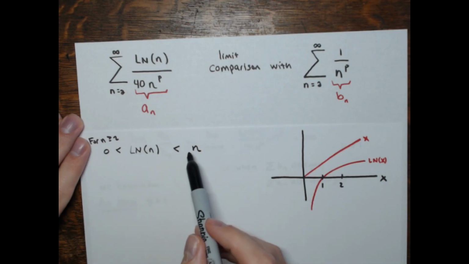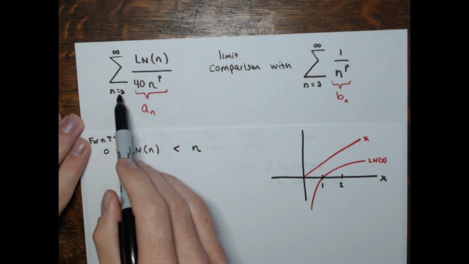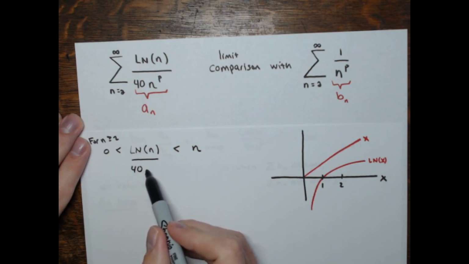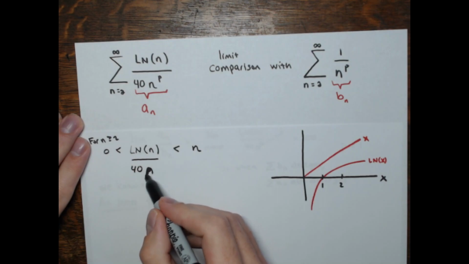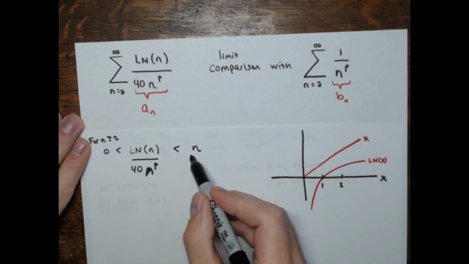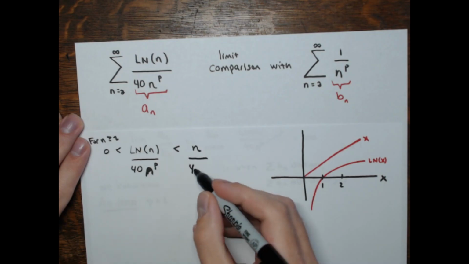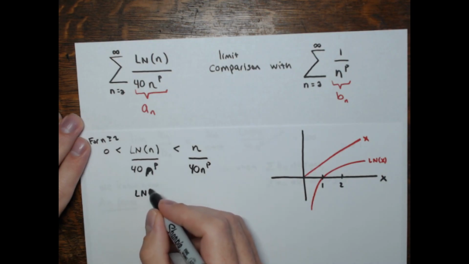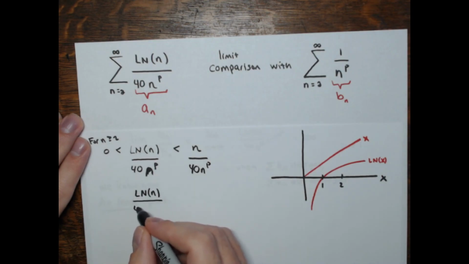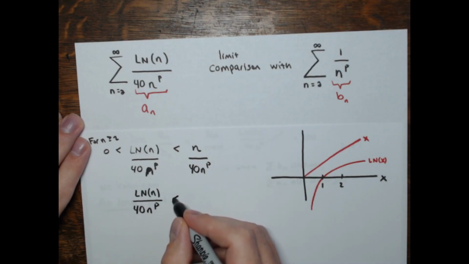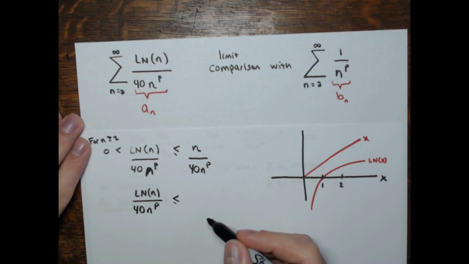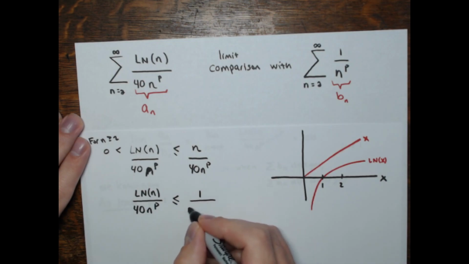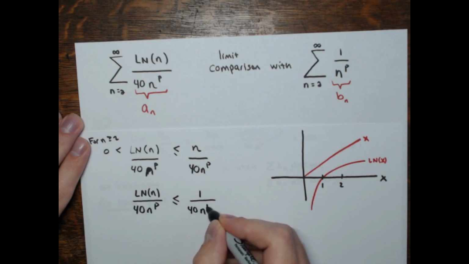So if I divide both sides of this by 40 n to the p, then it's 2 or greater, so this will be some positive number. So we can do a nice, actually, direct comparison. How about that? So I divide both sides here by 40 n to the p, and being positive, it won't flip the symbol or anything. So we're getting the terms of our sum. This natural log of n over 40 n to the p will be less than, or you could say less than or equal to, still the same direction. And then this simplifies to 1 over 40 n to the p minus 1.